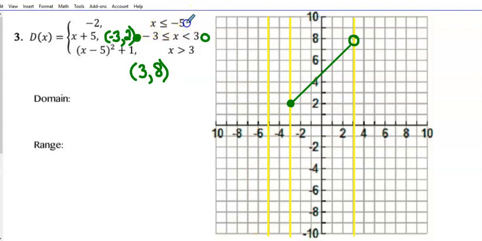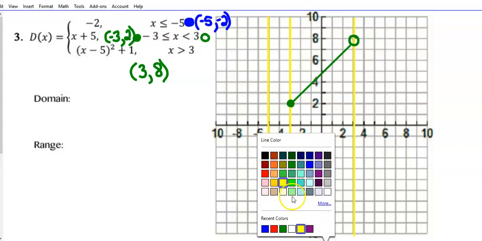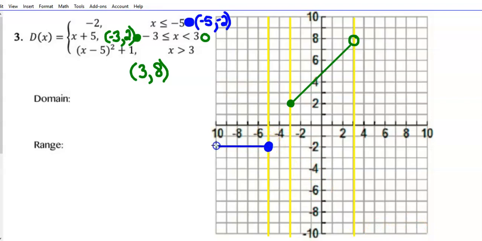I'm going to do this one in blue. Closed circle. Where is it going to be? -5. There's nothing to plug in over here. Everything is -2. It doesn't matter what X is, Y is -2. So what that means is at -5, -2, I do have a closed circle. And if Y equals -2, it's a horizontal line. So I'm just going to construct a horizontal line to the left of this closed circle. So there is that part of the graph.